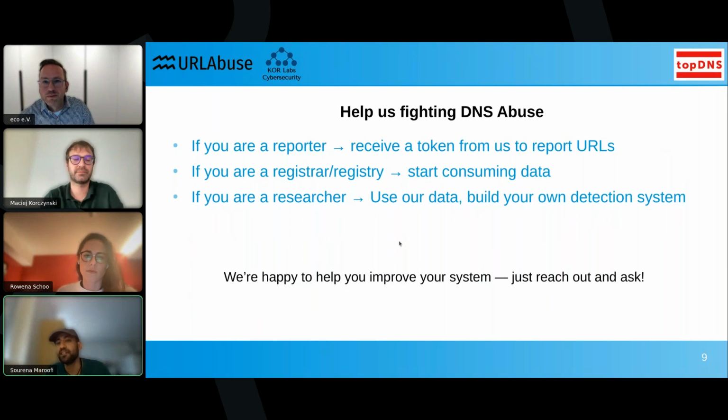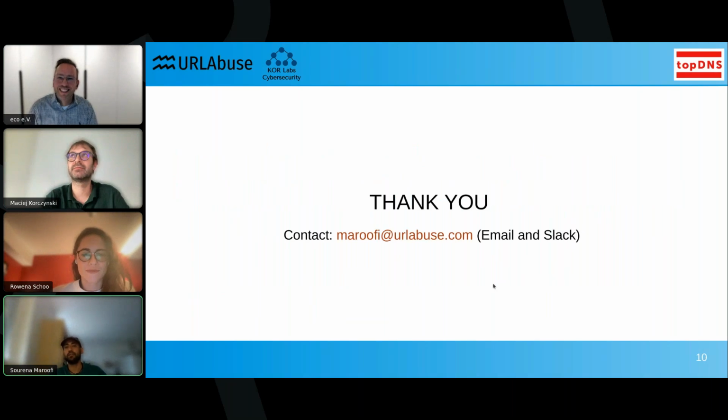And finally, help us fight DNS abuse. If you are a reporter, just ask us for a token and we're going to give you a token. You can start reporting URLs. All of your reports will be publicly available on the internet. You can use them and other people can use them. If you are a registry or registrar, just simply start consuming the data. It's not that difficult. All you have to do is ask, and we're going to give you the data, and that's it. If you are a researcher, you can always use our data and build your own detection system, and we are happy to help improve it. If you have a system you want improved, just reach out and ask questions. We're going to help you improve the system. Thank you very much. And if you have any questions.